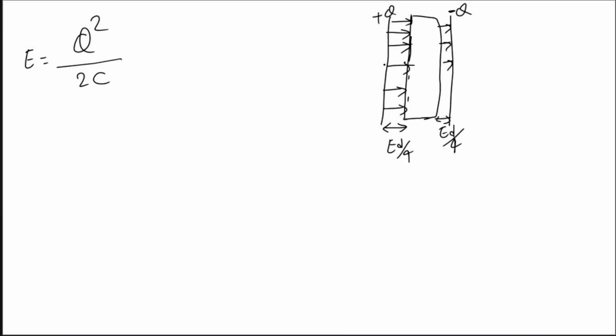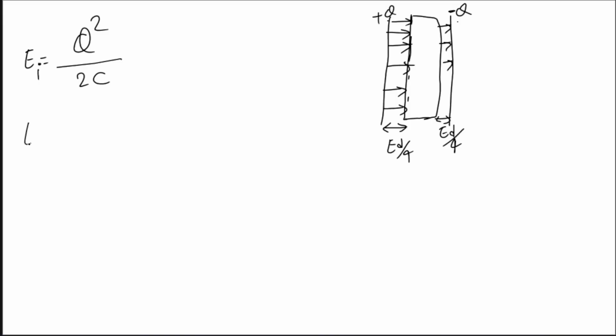Reason being, there is nothing to supply these two plates with charge. The battery we have disconnected, so there is no source. So this plus q will go nowhere. It won't receive anything from anywhere, so it is going to stay plus q and it is going to stay minus q. So q is a constant here because the system is isolated.